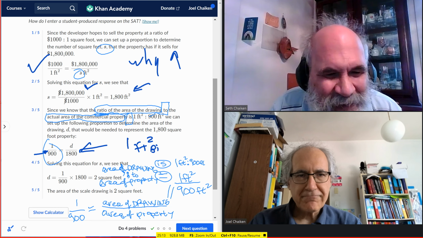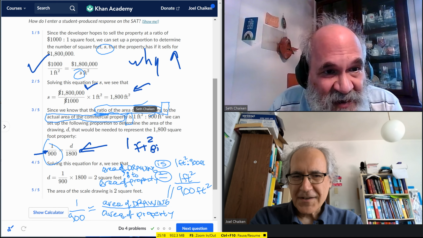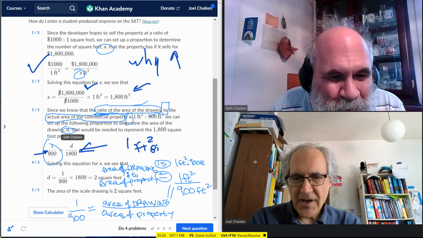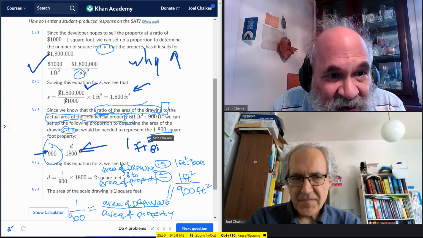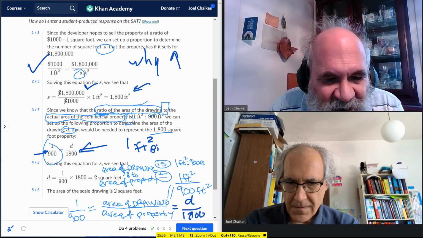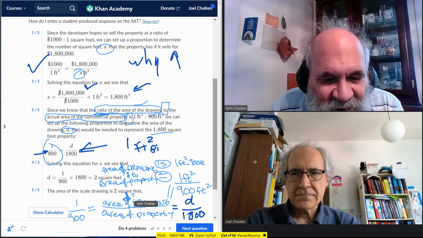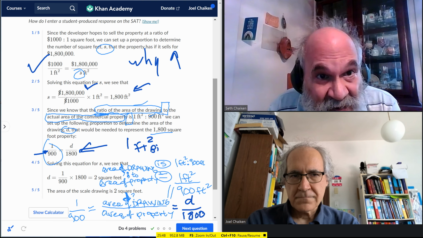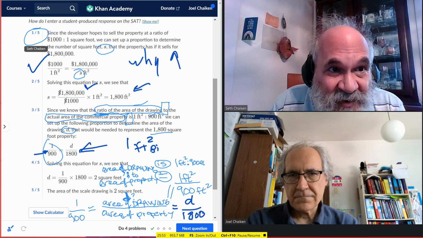Okay, I think we're done. Well, no, we're not done. And then the formula here, D. What is D? D is the area of the drawing, and 1800 is the area of the property. So then you just write D. The area of the drawing is the unknown D, and the area of the property is given in the problem as the answer from step 1.